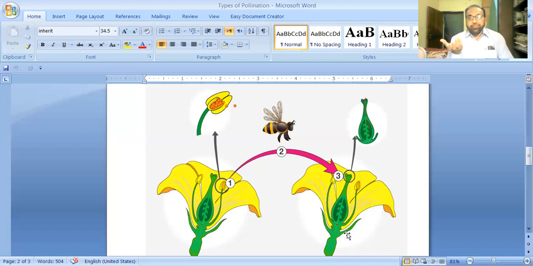Then the second aspect is agencies of pollination and advantages and disadvantages of self-pollination and cross-pollination. So at present, we'll stop here and continue with this in the next class.